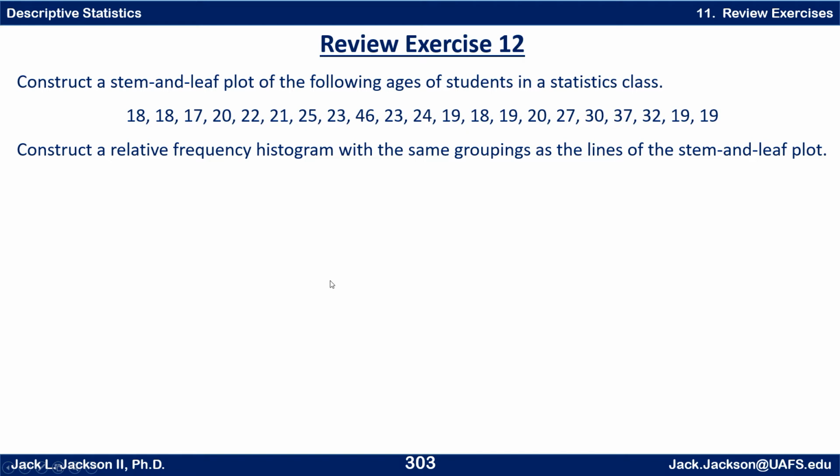All right, the next one I have a data set. What I'd like you to do is construct a stem and leaf plot of the following ages of students in a particular statistics class, and then construct a relative frequency histogram with the same grouping as the lines of the stem and leaf plot. Now, in this case, it looks like the students are in their teens, 20s, and 30s, and maybe 40s. So let's just try one line per stem. Your choices are basically 1 line per stem, 2 lines per stem, or 5 lines per stem.